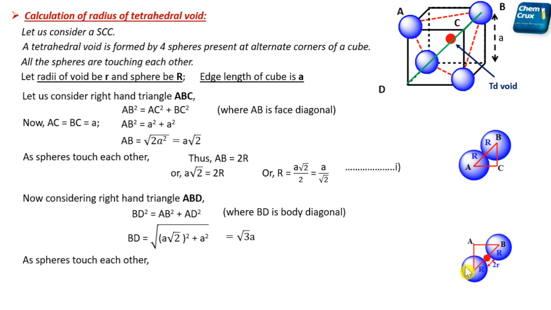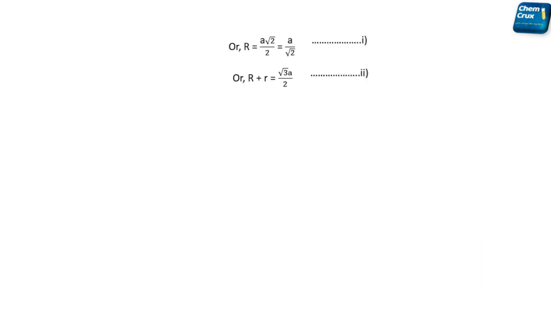So we can write BD is equal to 2R plus 2 small r. Now if we put the value of BD, that is root 3a, in this equation, it will be root 3a equals 2R plus 2 small r, right? Or we can write R plus small r equal to root 3a by 2. So this is the equation 2, right? So these are the equation 1 and 2 from the previous slide.